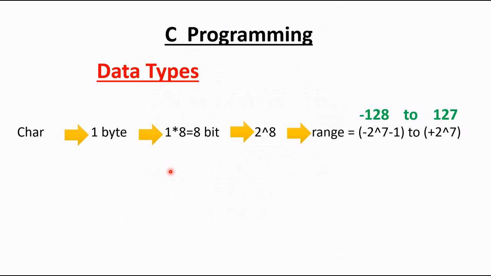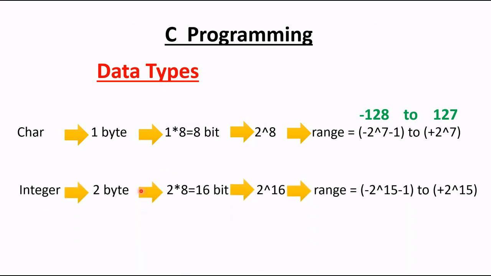In the same way, the size of an integer is 2 bytes, so it will take 16 bits. So 2 to the power 16, the range will be minus 2 to the power 15 to plus 2 to the power 15 minus 1. In this way, character, integer, float or double hold their values. So now I hope you can understand what a data type is.